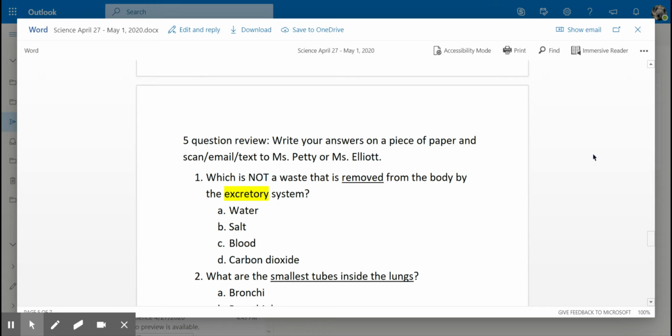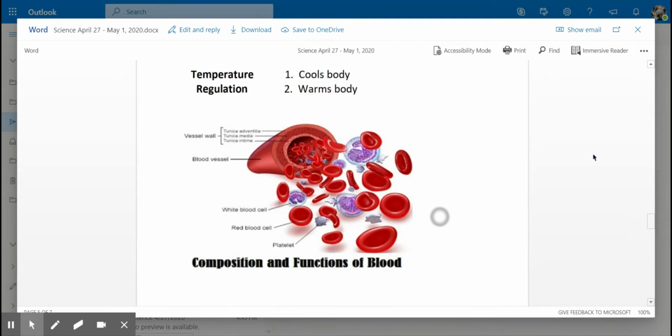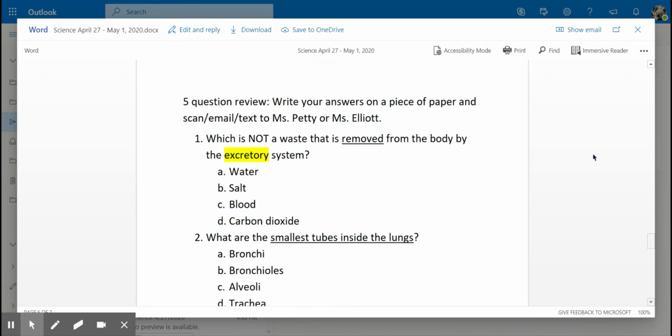Question number 1. Which is not a waste that is removed from the body by the excretory system? Let's look at this. Let's go back up to the excretory system. Oops, wait, I'm sorry. Our answer choices. Let's look at our answer choices. We have water, salt, blood, and carbon dioxide.